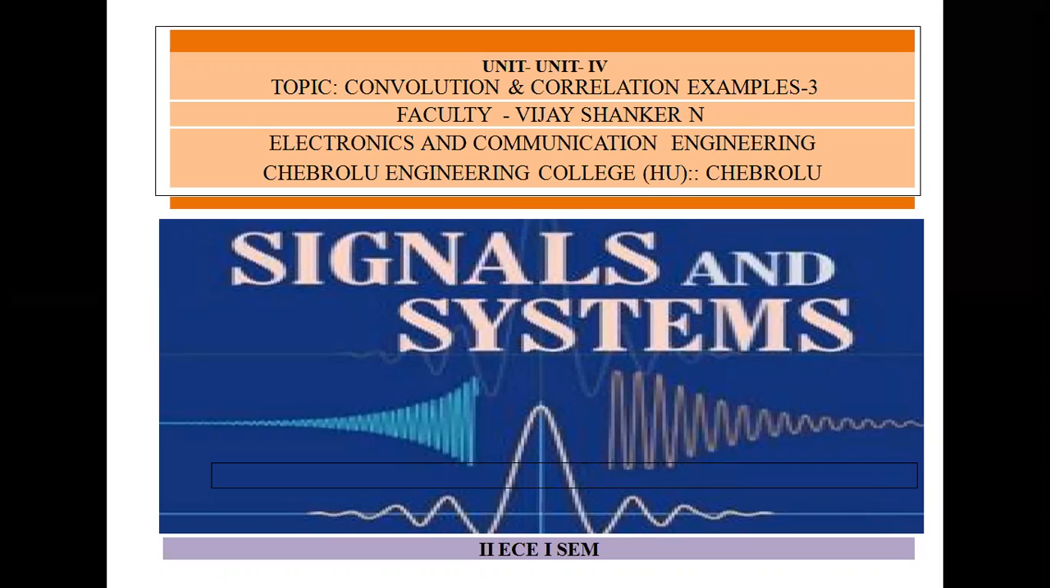Today, we are going to discuss the convolution and correlation examples. Already in the last two classes, we discussed the convolution examples, the continuous-time graphical representation and the discrete-time graphical representation also. So today, we are going to discuss some examples in the correlation and the convolution.